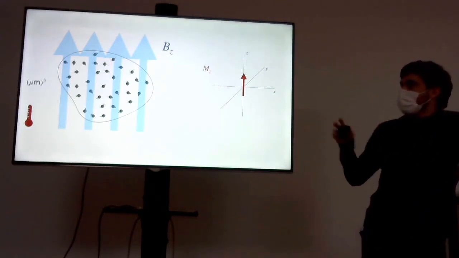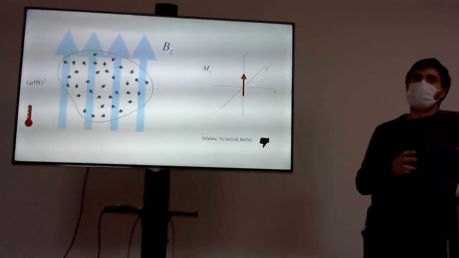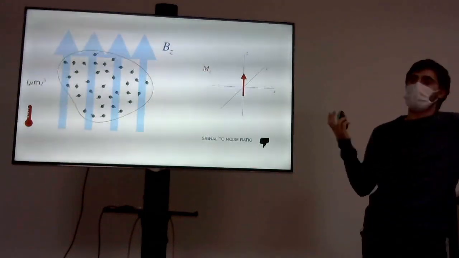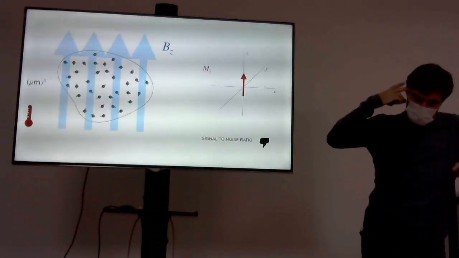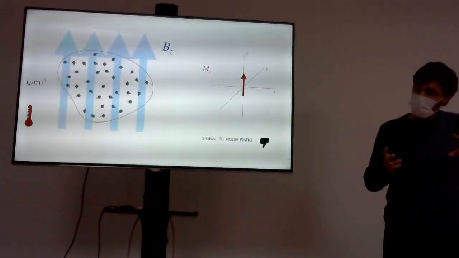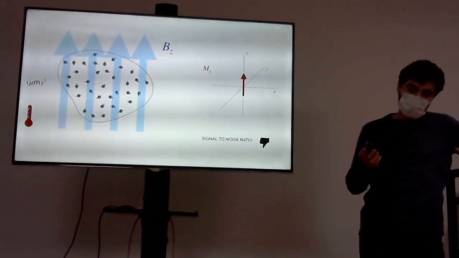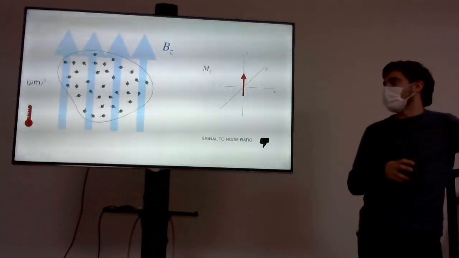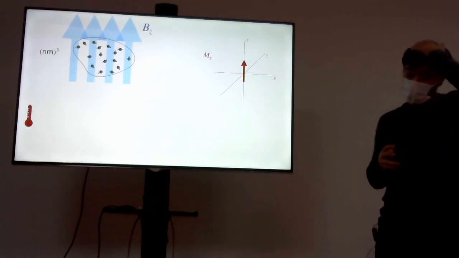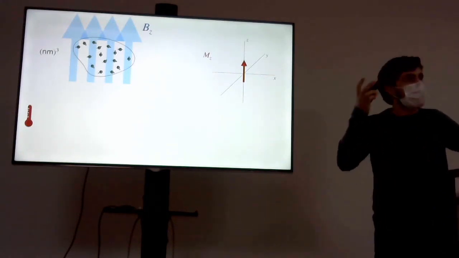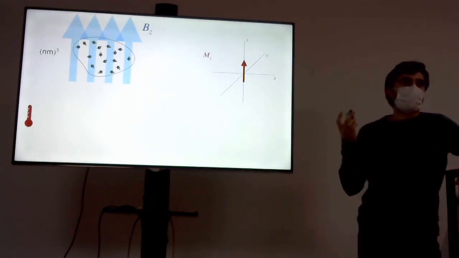In this regime, the signal-to-noise ratio begins to be too bad for classical NMR techniques to detect these kinds of signals. There are experiments that have detected signals from samples of 3 micrometers cubed, but those are quite elaborate and complicated experiments. So if we go to even smaller samples, nanometer cubed volumes, we have to find a different approach to detect signals.